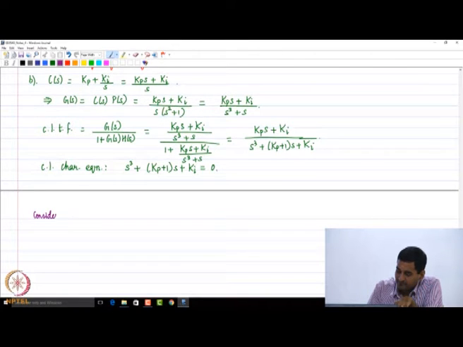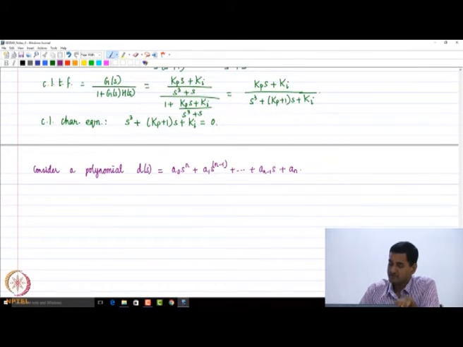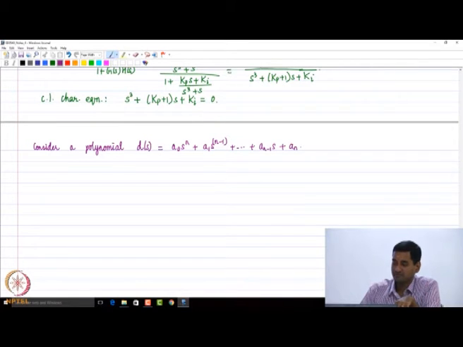Let's consider a polynomial D(s), which is written as a0 s^n plus a1 s^(n-1) all the way till a(n-1) s plus an. Okay, so that's my polynomial. Obviously this is an nth order polynomial, right? So it will have n roots if I solve it, right?